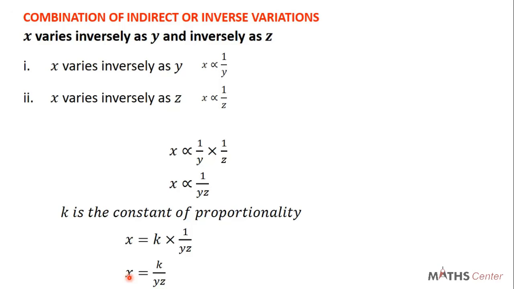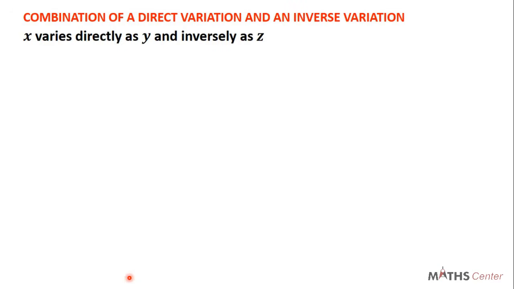We are going to consider the third type of combination. That is, you can have a combination of a direct variation and an inverse variation.